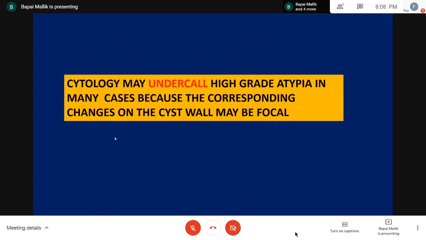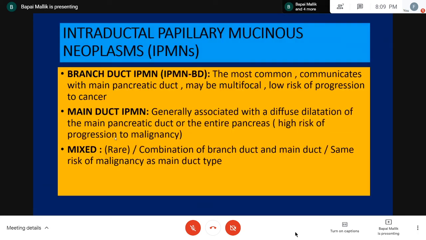You have to remember that cytology may undercall high-grade atypia in many cases because the corresponding changes on the cyst wall may be focal. When you look at histopathology, you know that the high-grade atypia may not be present uniformly around the whole cyst. Therefore, if you call something low-grade atypia, don't be surprised if, when you do histopathology, there are areas showing high-grade atypia.